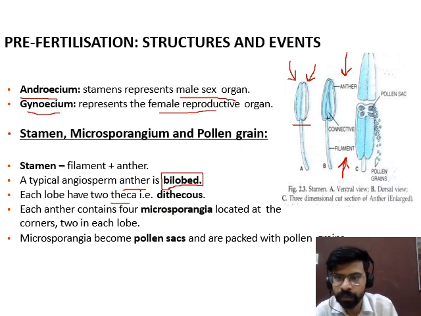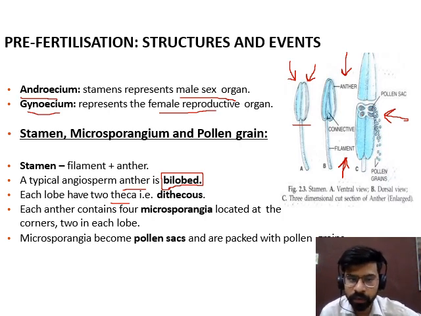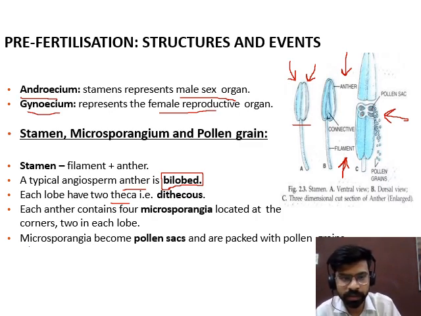Microsporangia, this one. You can see 1, 2, 3, and 4. These are 4 microsporangia located at the corner, and inside the microsporangia there is a sac-like structure. Sac-like means cavity-like structure. This structure is known as pollen sac. So microsporangia become pollen sac.